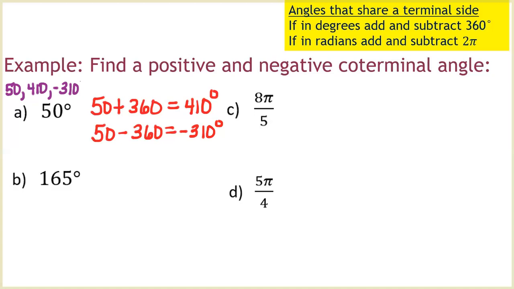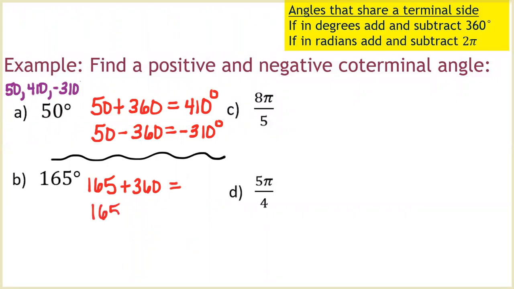So let's look at question B. Again, that is in degrees. So we're going to take 165 plus 360 and 165 minus 360. Go ahead and type those in your calculator, see what you get.